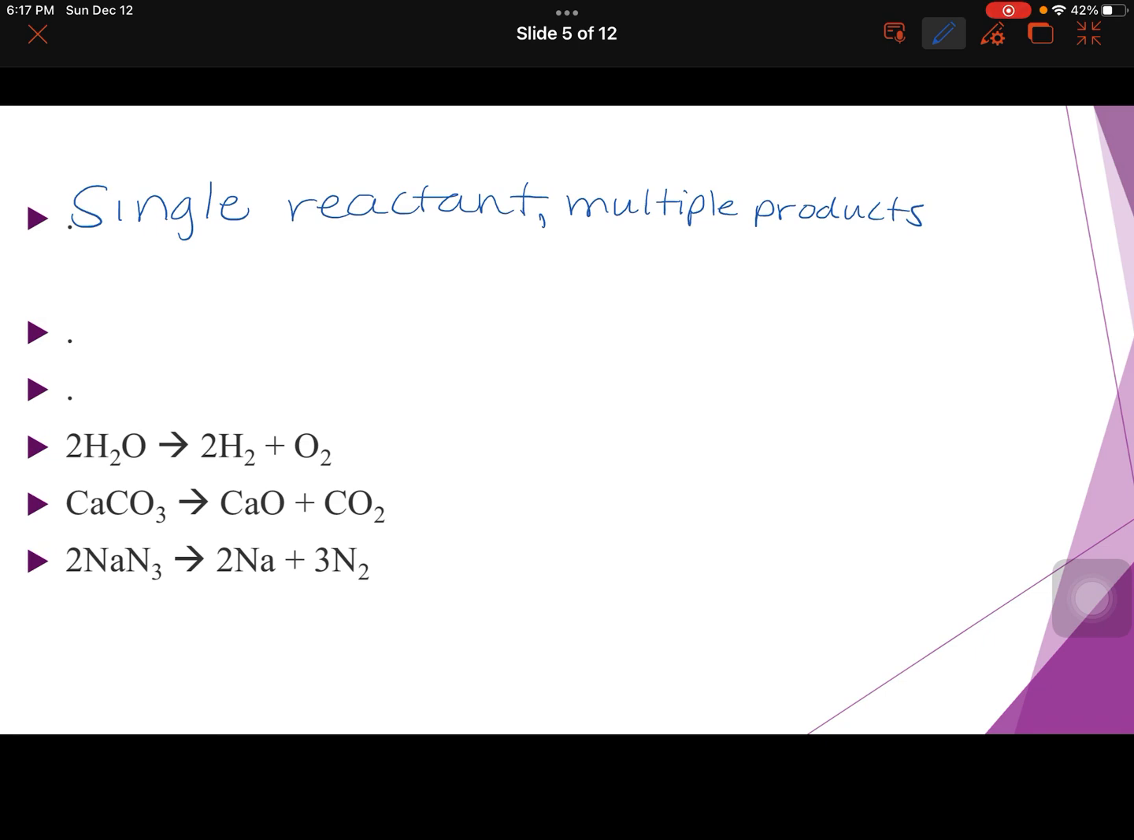So single reactant and multiple products. Single reactant, break apart. Single reactant, multiple products.